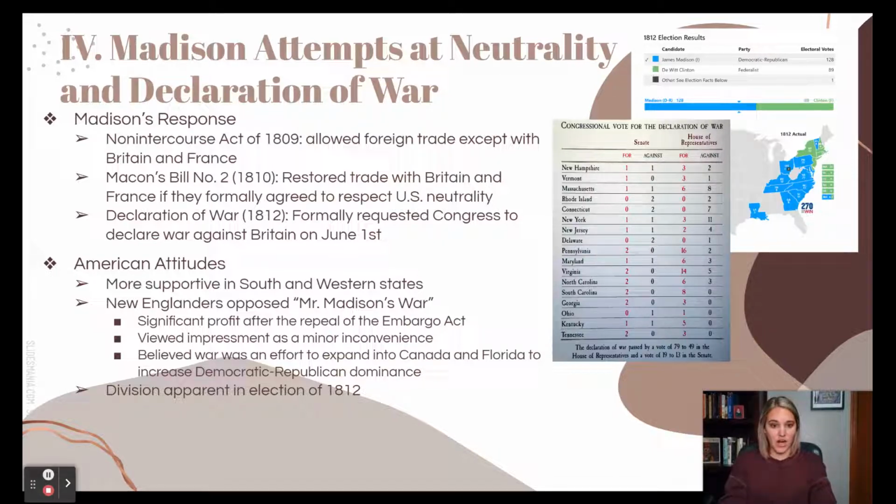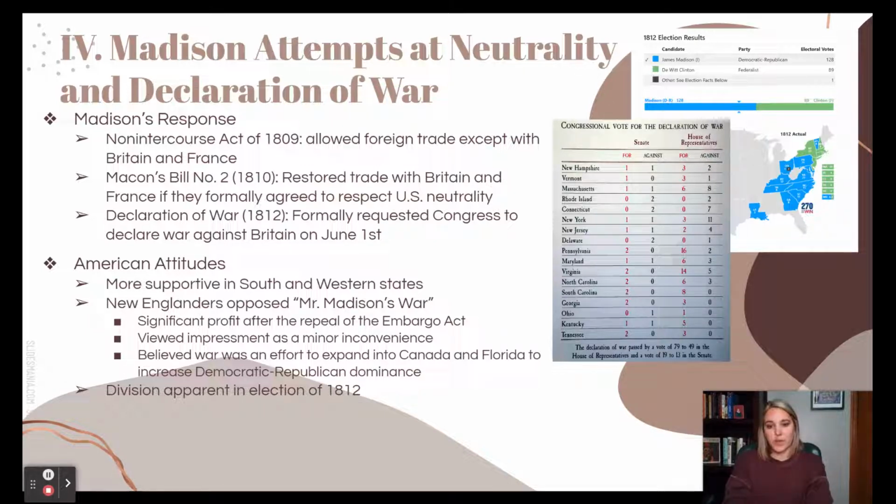And there you can see the chart, or a table really, of the states that were voting for and against the War of 1812. And what you'll notice is that southern and western territories or states were much more likely to support the war effort. And New England states were more opposed. Remember, this is where more of our Federalists were. They began to call it Mr. Madison's War versus this collective attitude, this national support for the war.